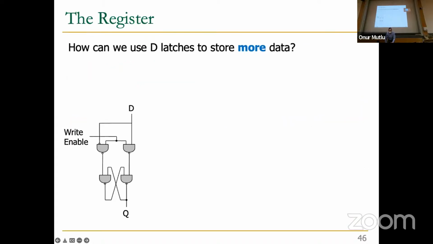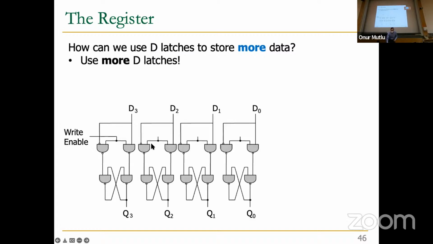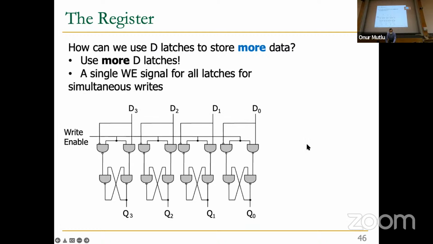Okay, so now let's talk about the concept of a register. How can we use D latches to store more data? This is our D latch, and this is our write enable signal, as we discussed. If you don't want to store only 1 bit, but you want to store 4 bits, well, use more D latches, put them in parallel, and they can operate at the same time. For a 4-bit value, the write enable signal can be shared, but they may have different data bit inputs into the latches. Hopefully this is easy.